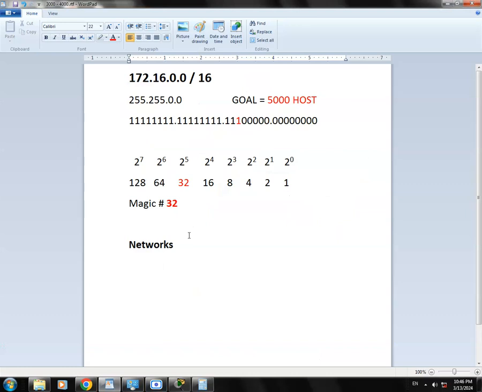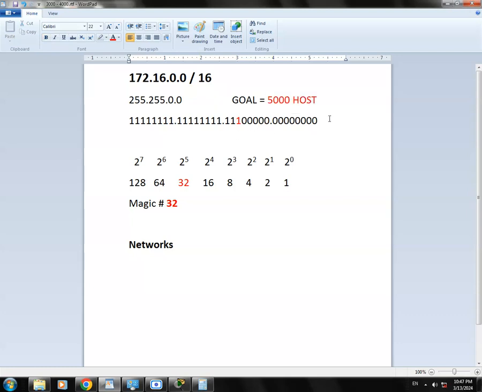Okay, so here we are. This is the IP address that we need to use: 172.16.0.0, and again, it's /16. So that defines that this is a Class B network. And if it's a Class B network, then the subnet mask should be 255.255.0.0. But our goal is to get 5,000 hosts. So we need to subnet so that we can get 5,000 hosts.